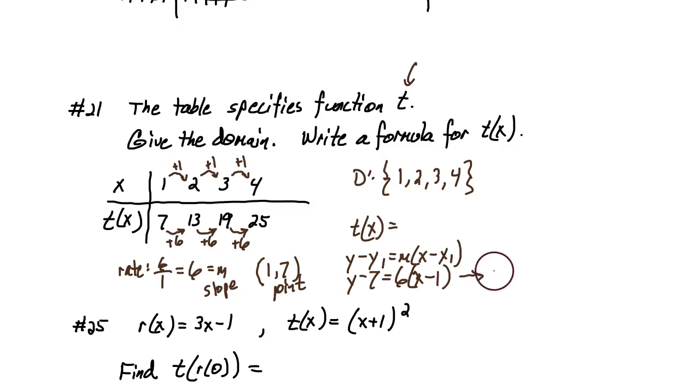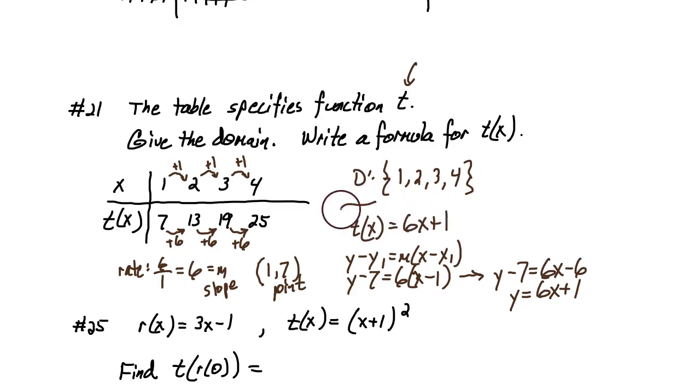Now let's solve this for y. We have y minus 7 equals 6x minus 6. Now add 7 to both sides. y equals 6x plus 1. That's how we wrote the equation in an earlier chapter. The only thing different in this chapter is we're not using the letter y to name our function. We're calling it t. So t of x equals 6x plus 1. Here's our function formula. But we got that answer by using what we learned in the early chapter about linear functions.